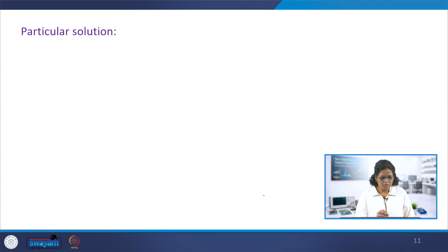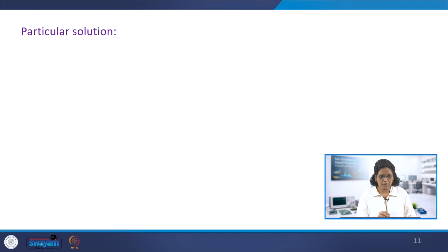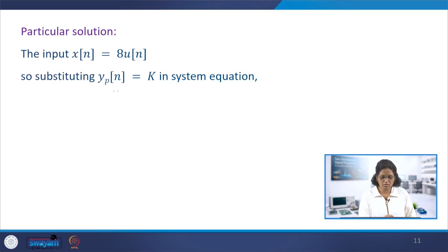Next we go for the particular solution, that is, we find the response due to the input. When we took the characteristic equation, we did not take x of n into consideration; it was 0, so only the characteristic equation has this part of the output response, and no input is involved. When we take the particular solution, the input x of n should be considered, which is going to be 8 u of n.